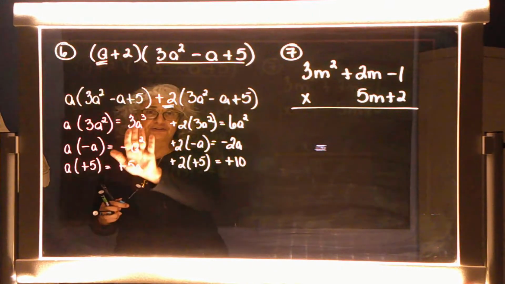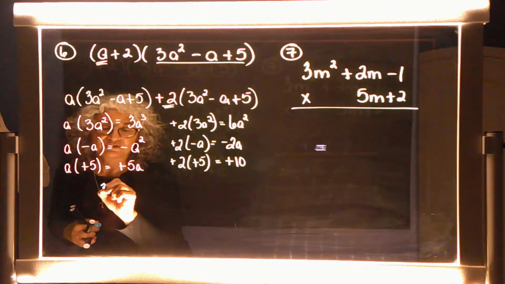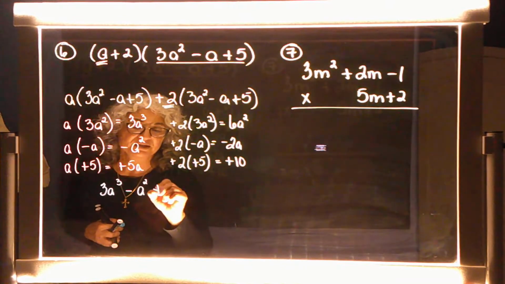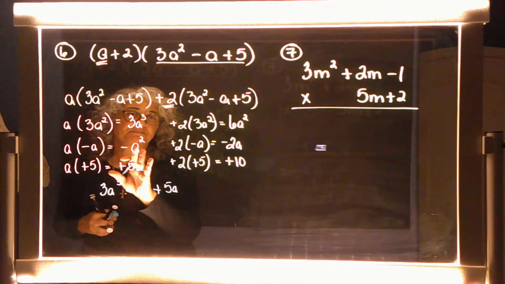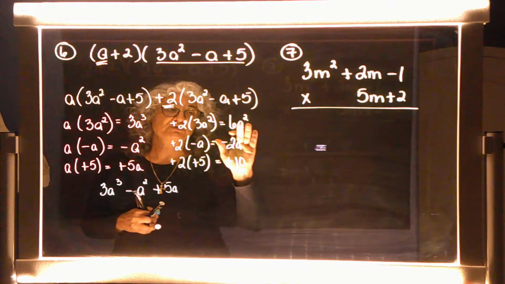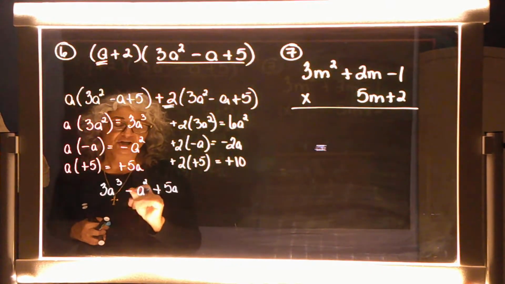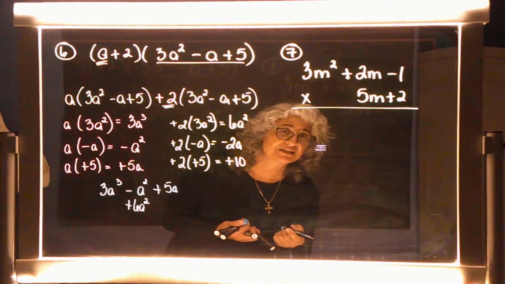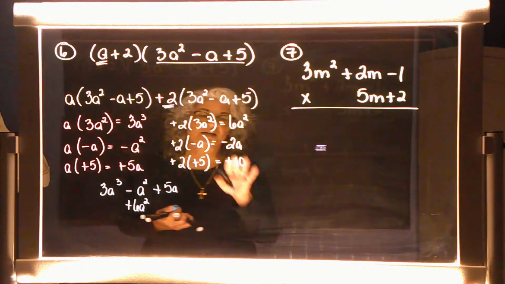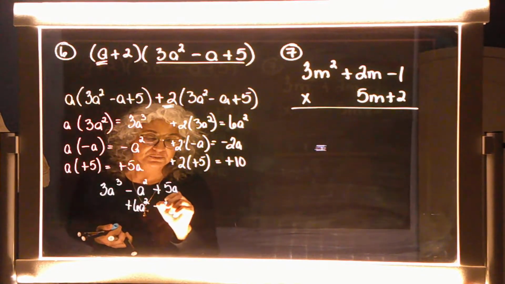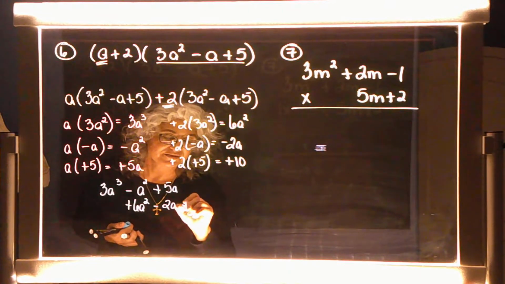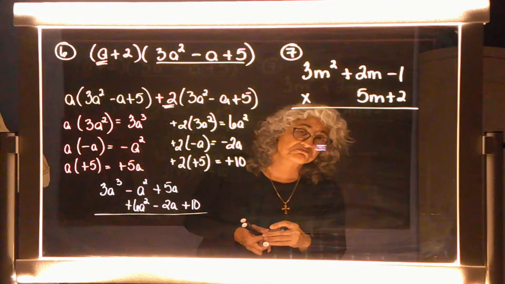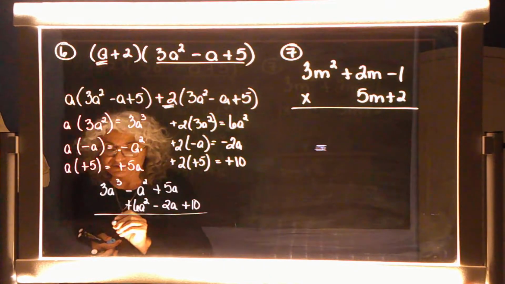So let's start over here on our first distribution. We have 3a to the third minus a squared plus 5a. Agreed? On this other distribution, I had a positive 6a squared. Well, I'm going to line that up under the other a squared, because eventually I'm going to have to combine like terms. Agreed? Okay, and then I have a minus 2a, which I'm going to put under that 5a, and then I just have this plus 10 over here that doesn't belong to anything. It's not like anything else. Good? Okay, so combine your like terms.